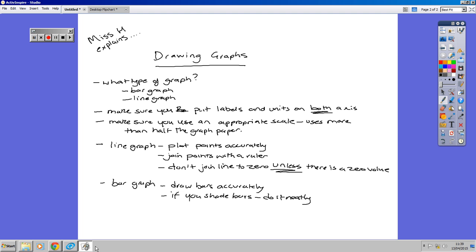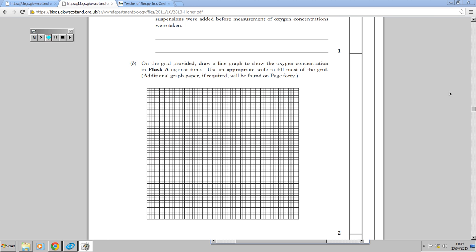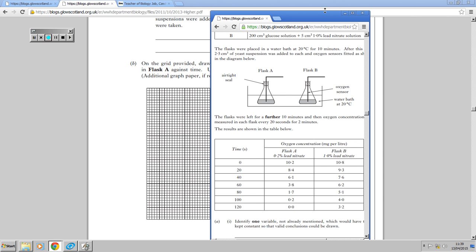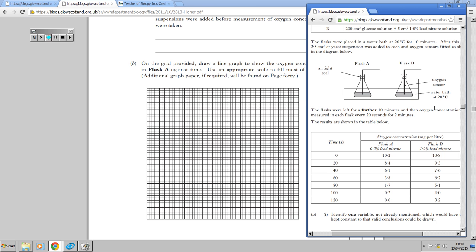For this, the first thing you want to take into account is the information that's in the question. The information in the question says on the grid provided draw a line graph, which is a key point, and it's for flask A. So if we pull up the information alongside this grid, what we can see is we have information for flask A and flask B, so we're interested in this information for flask A, and we're looking to plot this as a line graph on the grid.